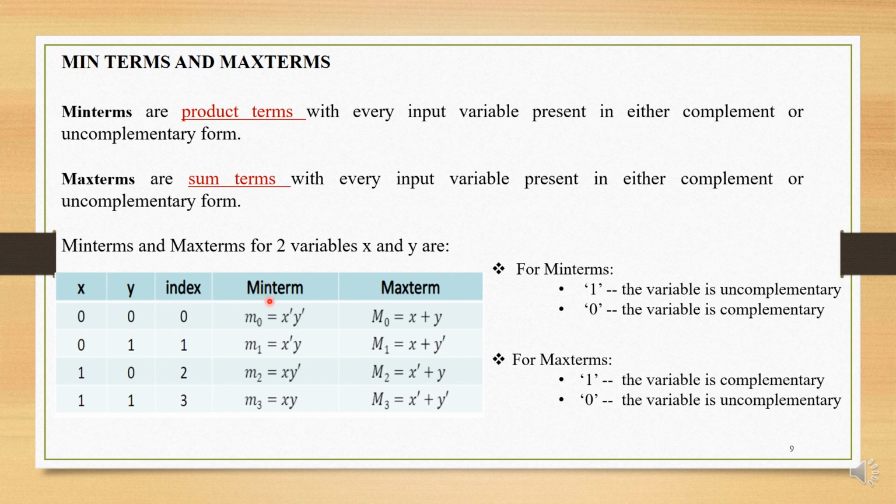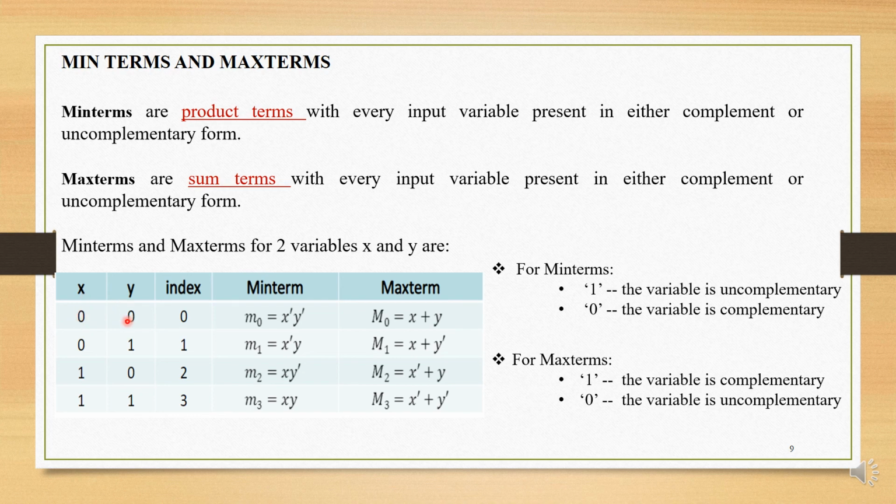Already we have seen minterm first is represented as a product term. Minterms are represented as product terms where 1 is considered as uncomplimentary, 0 is considered as complementary. The same concept will apply here and write the minterms. So remember, minterms are product terms. Let's start with the first combination.